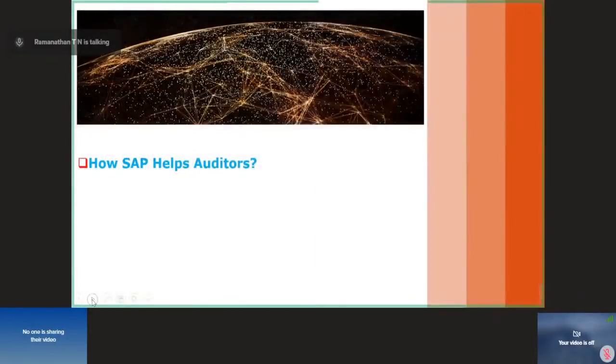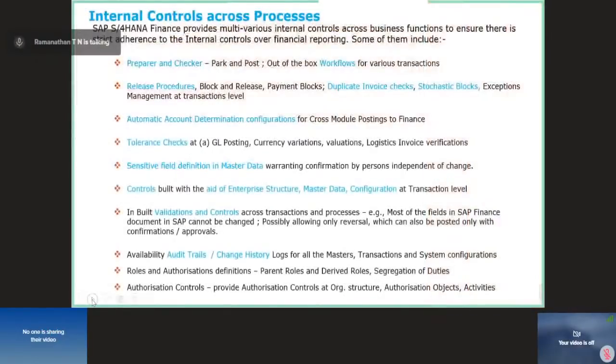Okay, so this is all something we have looked upon in terms of what SAP can help in terms of the finance function, right? So now, with that understanding, let us also try and understand how SAP can help the auditors as well, right? Of course, when I say auditors, it is not just the external audit team. It is also with regard to the internal audit and the ERM team as well, right? So these are something which I thought are very relevant for us.